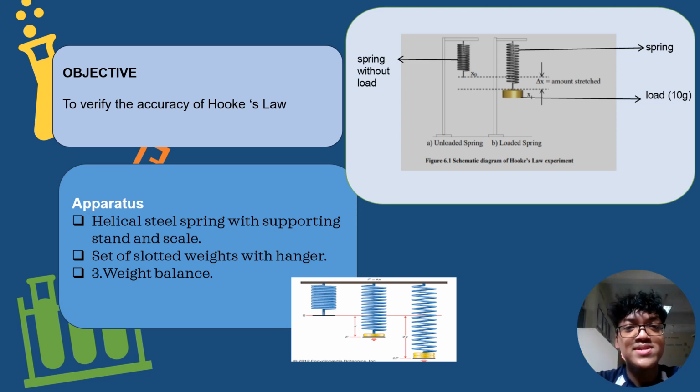Okay, the objective for this experiment is to verify the accuracy of Hooke's law. For the apparatus, we use a helical steel spring with a supporting stand and scale, a set of slotted masses with a hanger, and a balance. There's a graph that we used in this experiment.